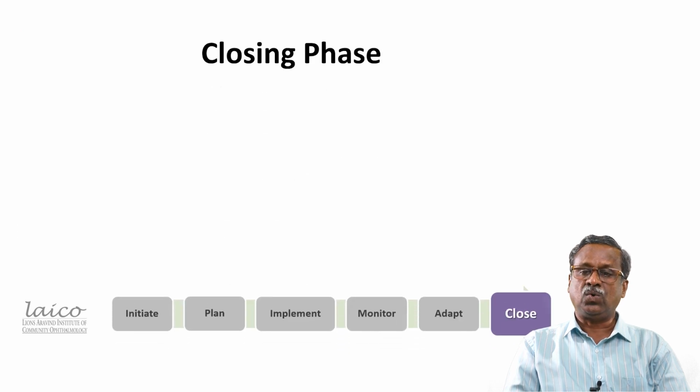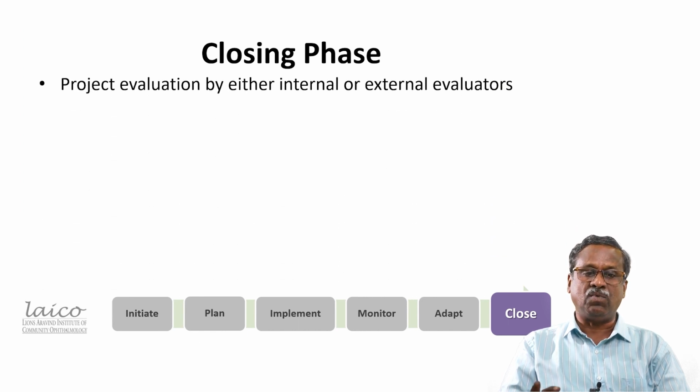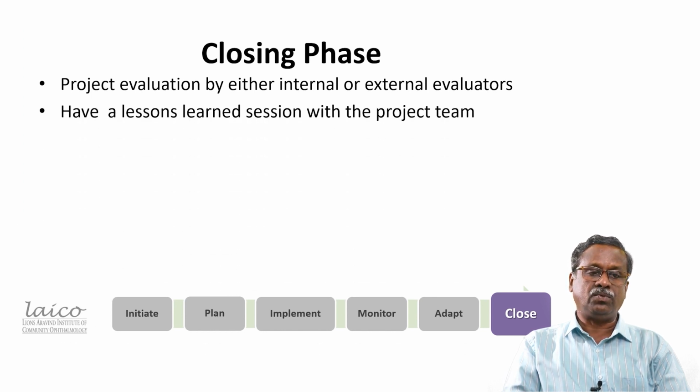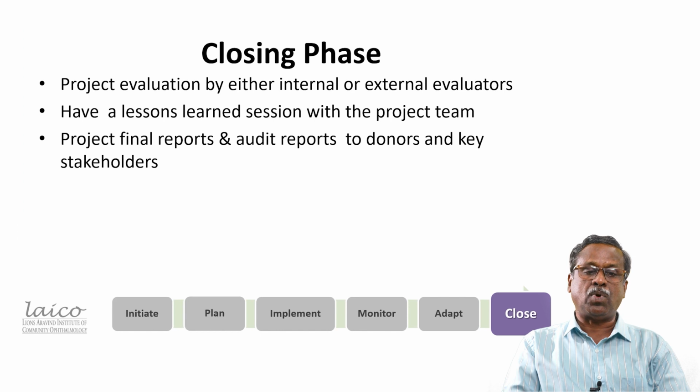Closing phase. The closing phase of the project is when the project has achieved the planned activities and the deliverables have been completed. So the project manager should evaluate the project with the help of internal evaluators, or sometimes we can invite external evaluators as well. The project manager should have a lessons learned session with the project team. Then develop a project final report with photographs, clippings and audit reports for the donors and key stakeholders.